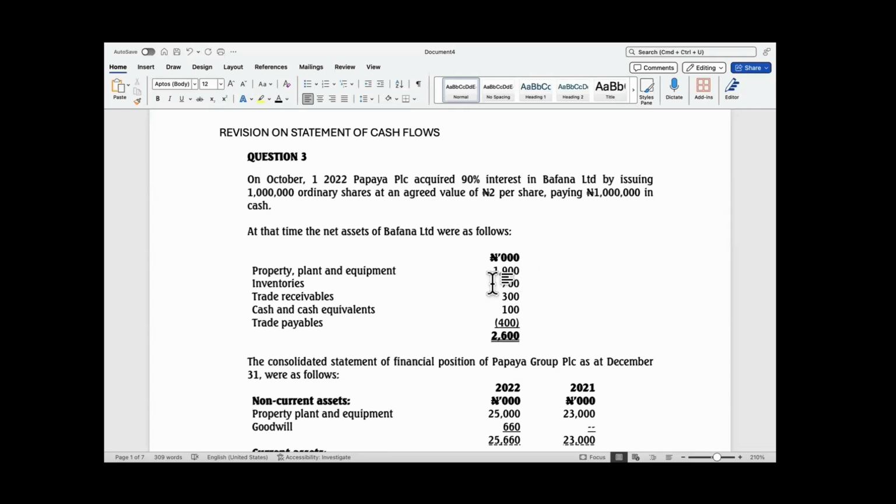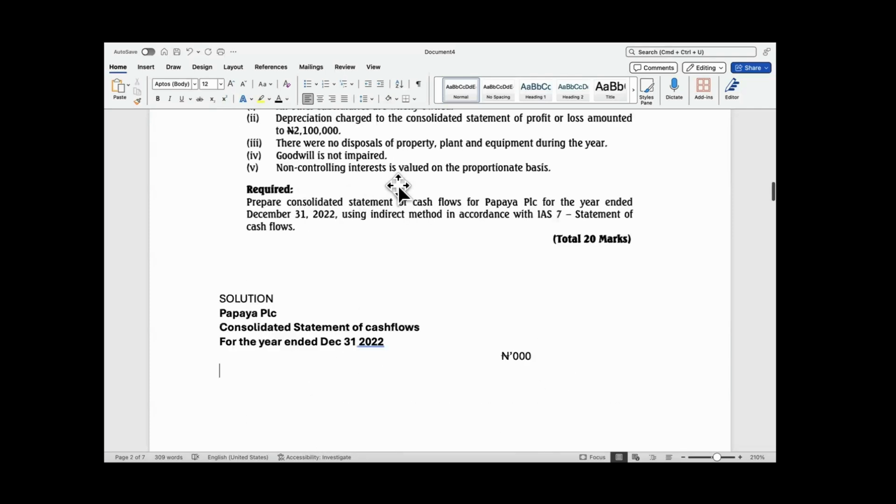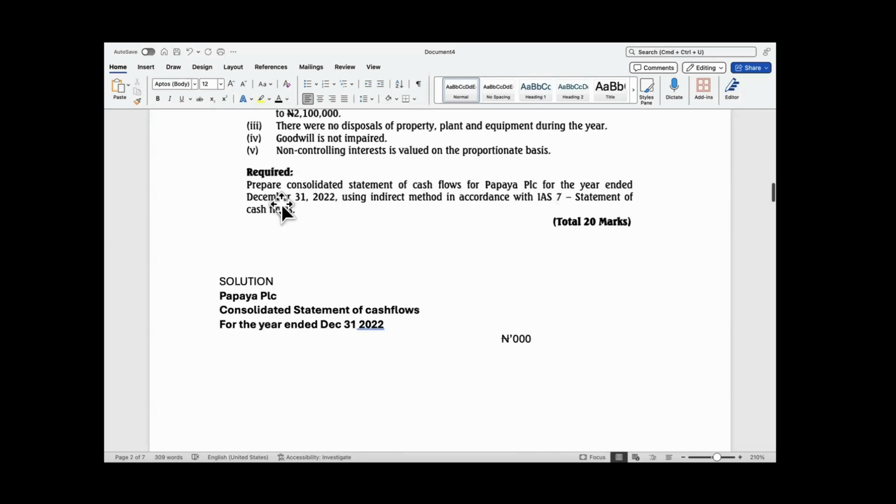And if you look at it, the question is clear. I like to read the requirement of the questions first. It says, prepare a consolidated statement of cash flows for the year ended using indirect method. So I just want to remind you that it is the indirect method.